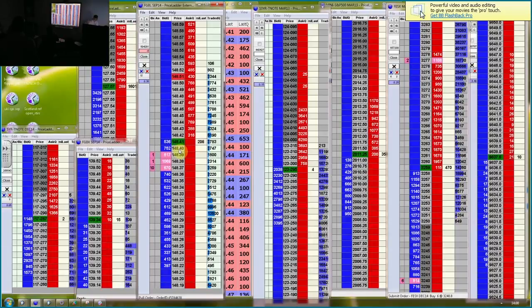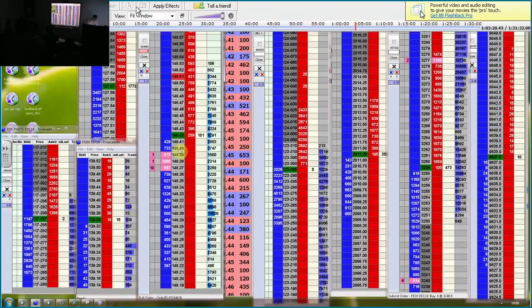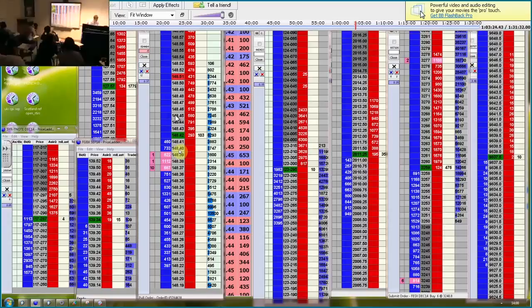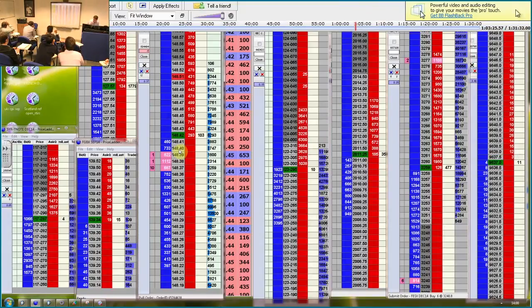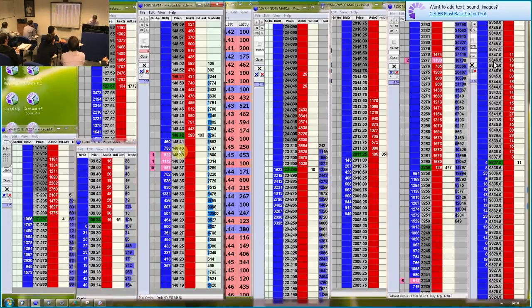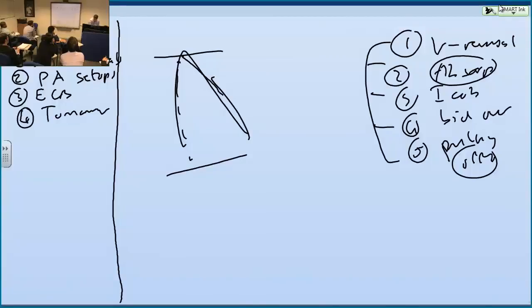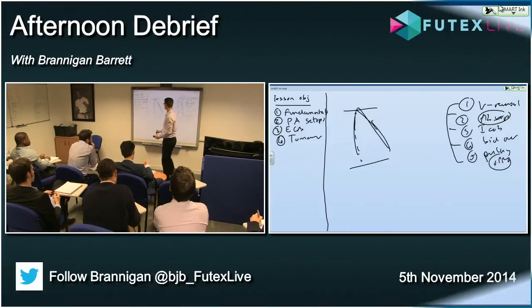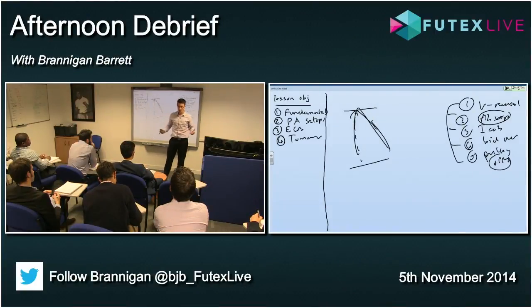Okay, so switch those lights on. Okay, let's pause this. So very, very quickly, this is the hard part now. What I want you to do is write down what are the characteristics that you can identify of a V reversal? So what do you identify by going up?